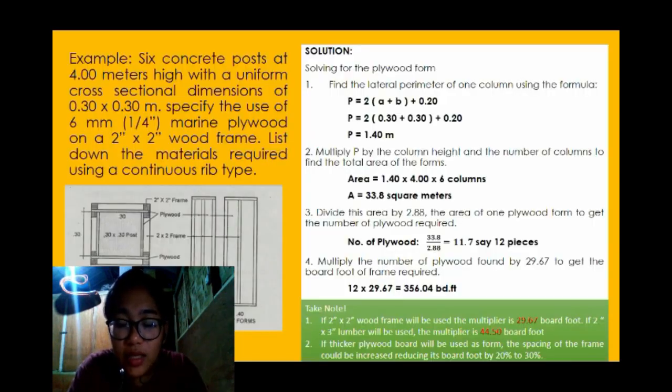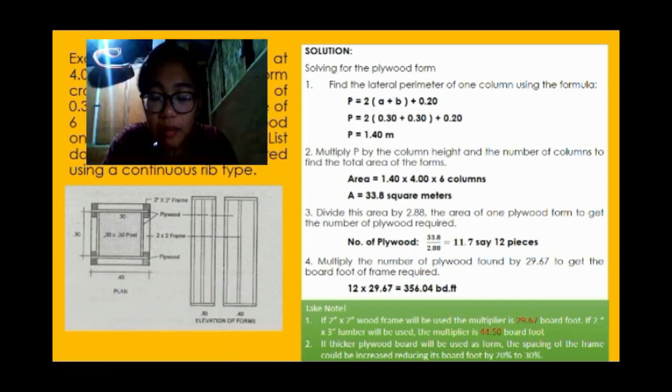6 concrete posts at 4 meters high with a uniform cross-section of 0.30 by 0.30 meters. Specify the use of 6 mm or 1/4 inch marine plywood on a 2x2 wood frame. List down the materials required using a continuous rib type.